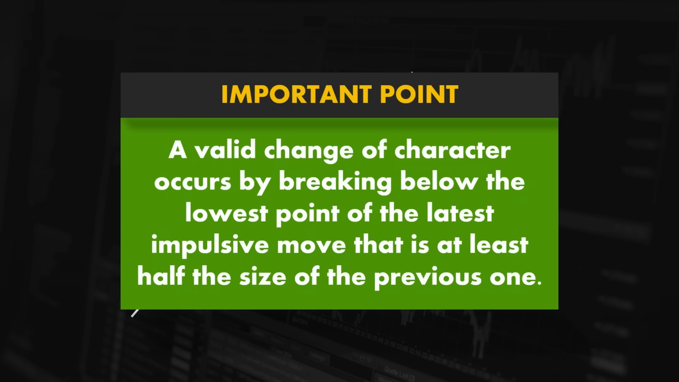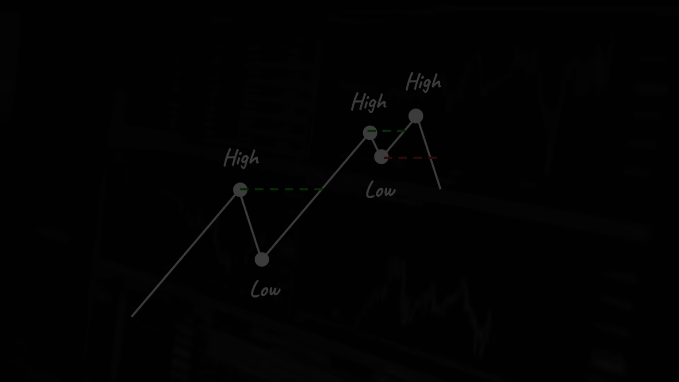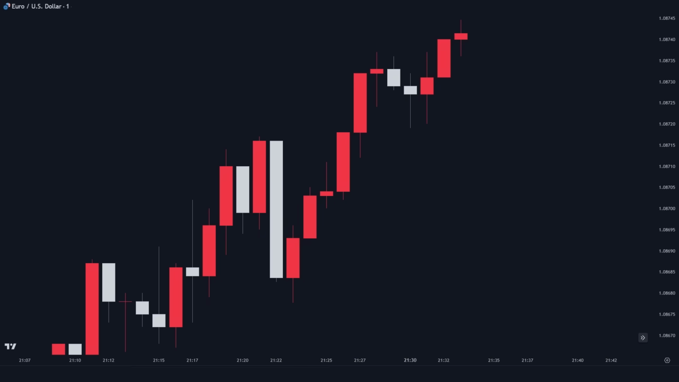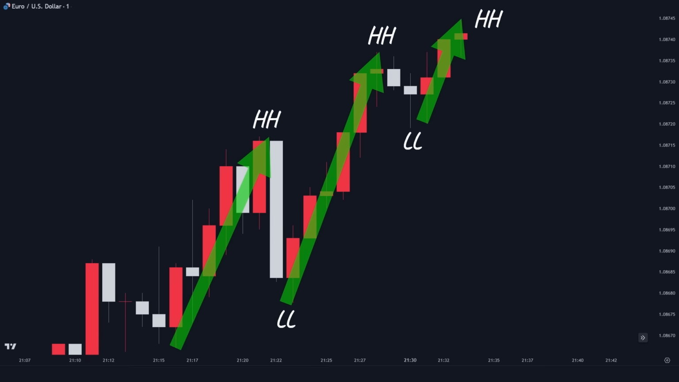So here is another rule for a change of character. A valid change of character occurs by breaking below the lowest point of the latest impulsive move that is at least half the size of the previous one. For example, look at this chart. If we apply the concepts of market structure, we would have 3 impulsive moves like this. All of them have created a new high, so breaking below the source of each one is considered a change of character. But look at the size of the third impulse. It's barely even half of the previous move.